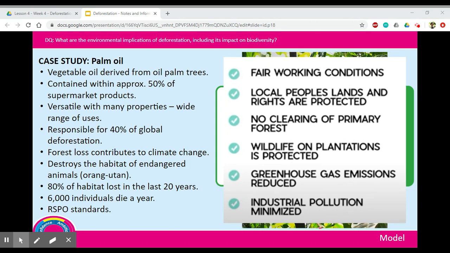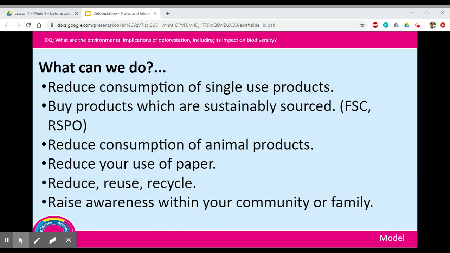Okay, so what can we do? These are just simple little steps that you can do with yourself and your family to help you reduce deforestation in tropical areas. So you can reduce your consumption of single-use products. Only buy products which are sustainably sourced. So you can look for the FSC sticker, which is the Forest Stewardship Council, or the RSPO, which we just looked at, which is the Round Table of Sustainable Palm Oil.